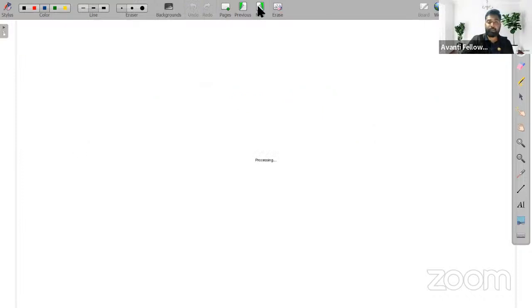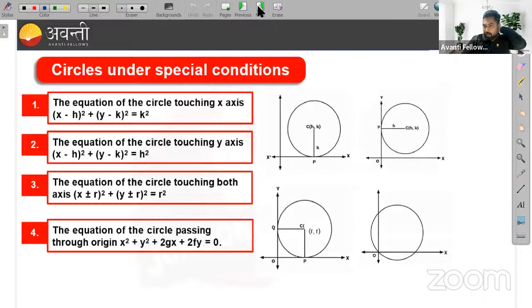Okay, let's move. Now you can see on your screen there are some special conditions for the circle. The first case is the equation of a circle touching the x-axis.